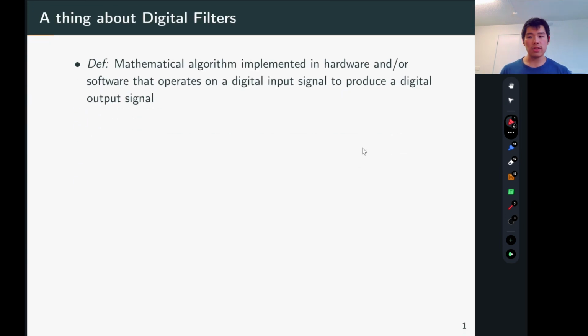So what is a digital filter? It is essentially a mathematical algorithm implemented in hardware or software that operates on a digital input signal. So it takes in a digital input signal to produce a digital output signal. Because we are working with digital filters, that means they have a fixed sampling rate. So fixed sampling time is the T, and that's related with the sampling frequency by the equation. And we want to choose the sampling frequency in such a way that it is at least twice the bandwidth of the input signal to avoid aliasing.